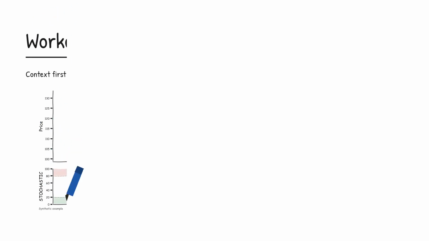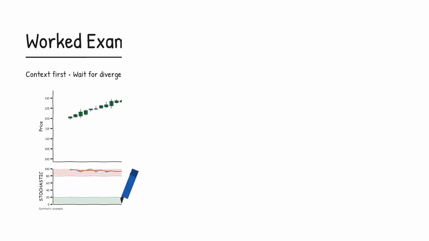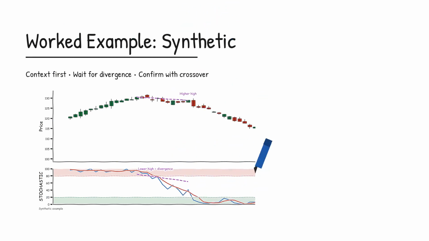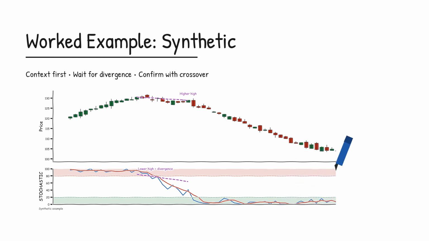Watch this synthetic chart. Price rallies, stochastic pins above 80, and the naive trader shorts immediately. Wrong move. The pin confirms strength. Then price grinds higher while stochastic carves a lower high. That divergence is your alert. The bearish crossover below 80 becomes your trigger. Notice the sequence: context, divergence, then confirmation.